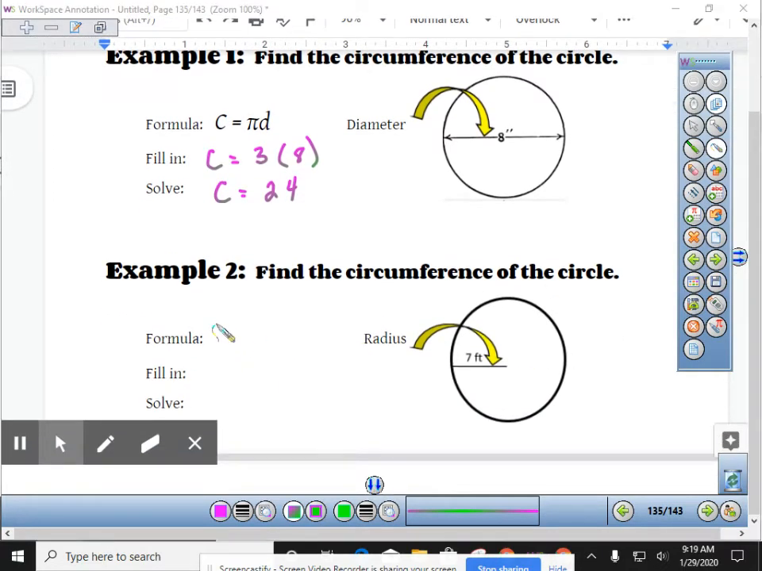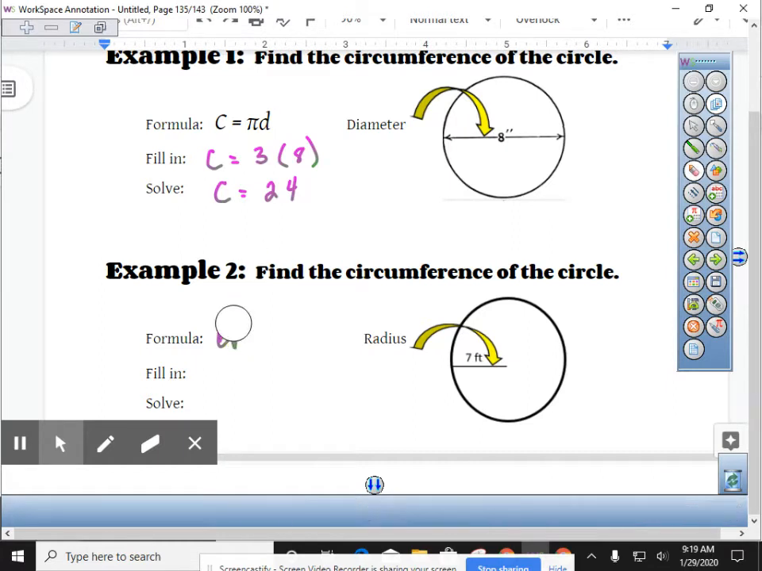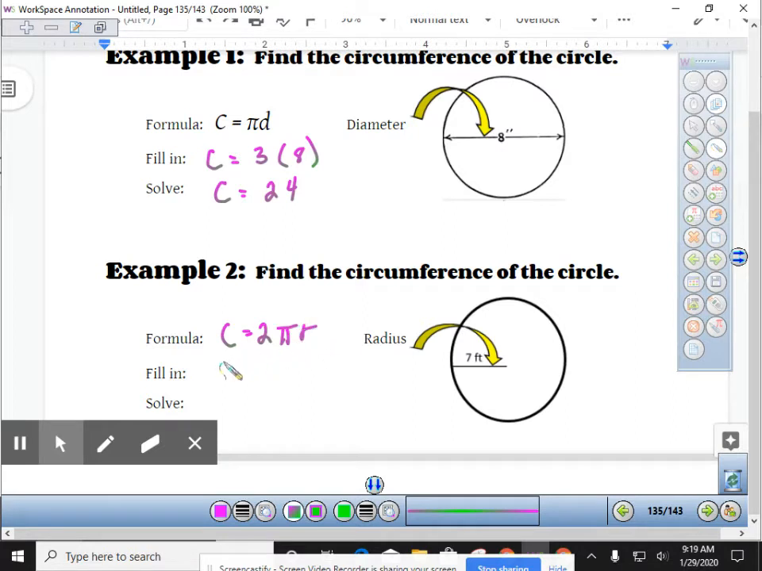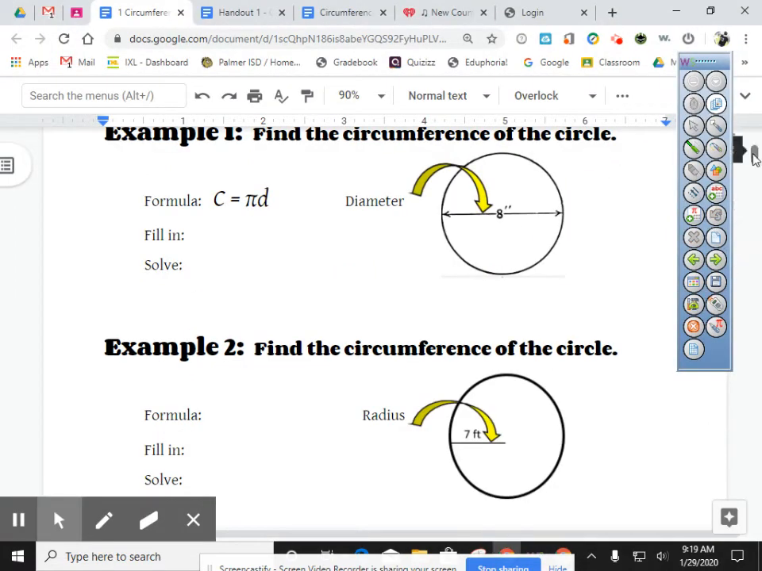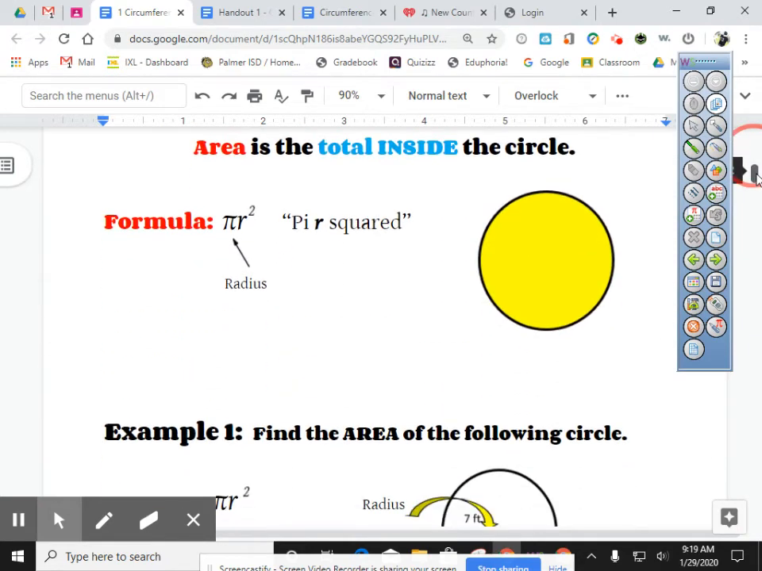And then this one, what's our formula to give them the radius? C equals 2 pi r. C equals 2 times 3 times 7. What's 6 times 7? 42. So we're good there, right? Everybody happy with circumference? Same page.